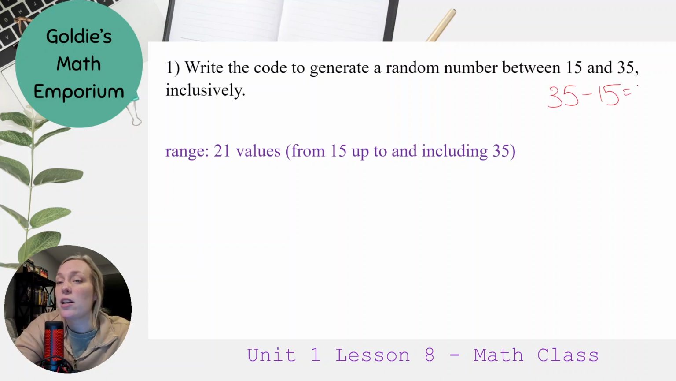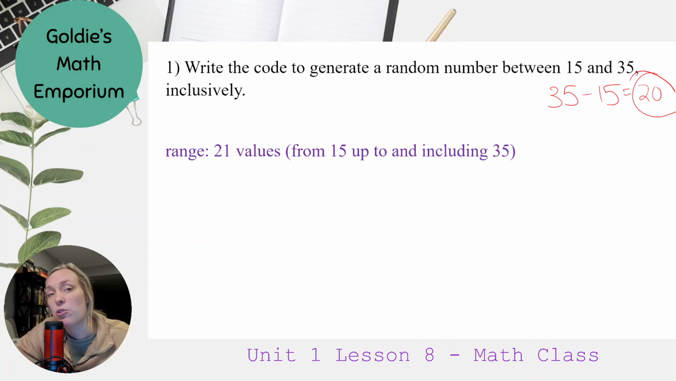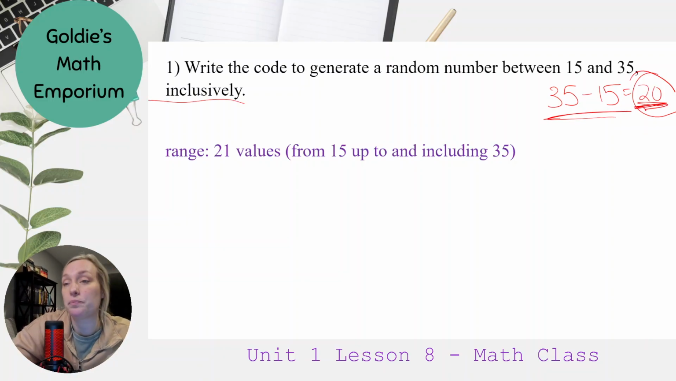And they say, okay, 35 minus 15, that's 20. 20 is my range, okay? But that value, when you do subtraction, doesn't include the endpoints. It includes technically one endpoint, 15, but it doesn't include the upper endpoint, which you want. So if you do it this way, which is fine, just know you're going to have to add on 1 if you want inclusivity.